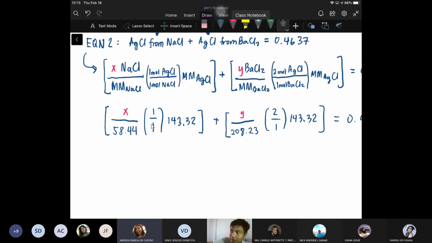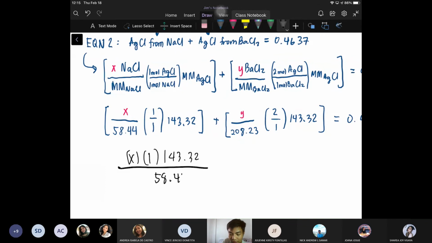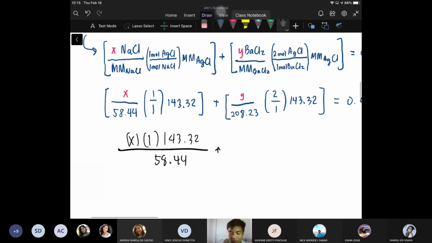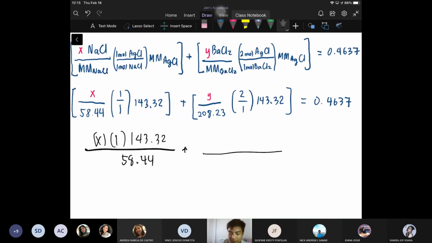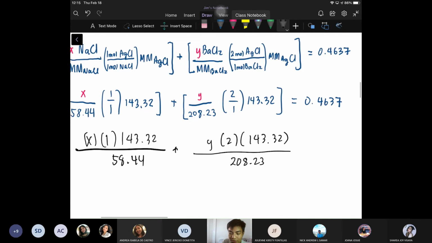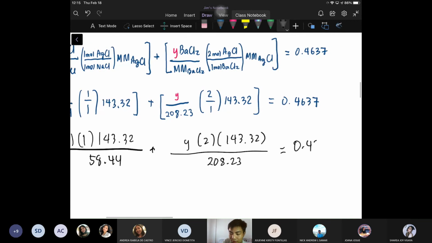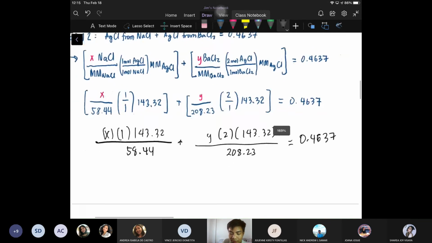Sige po. I-rewrite ko to para masabayan natin. Sige. So, i-rewrite ko to sir, as whole equation. Okay? So, yung mga nasa numerator, lalagay ko sa taas. X times 1 times 143.32. Tapos yung nasa denominator, iwan ko sila. So, that will be 58.44. Plus, ganun din sa kabila. Lahat ng nasa numerator, pagsasama-samahin ko. Y times 2 times 143.32. Nasa denominator, 208.23 times 1. Hindi ko nasusulat yung 1. 04637.